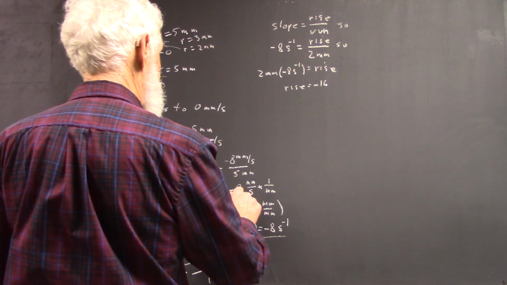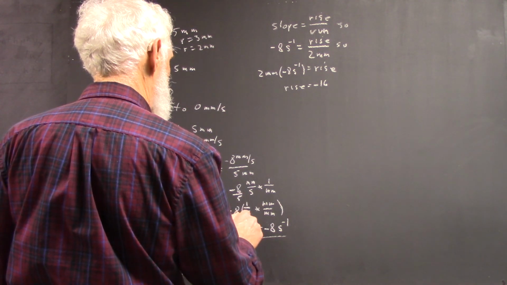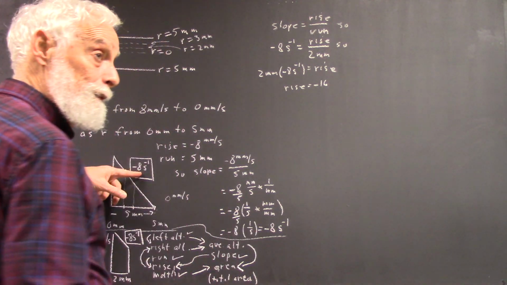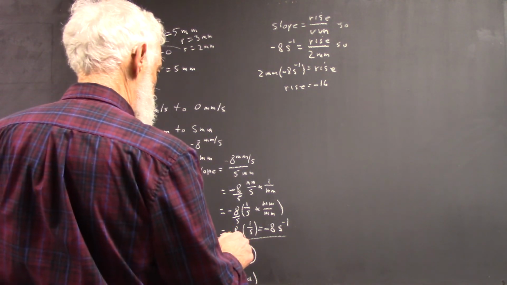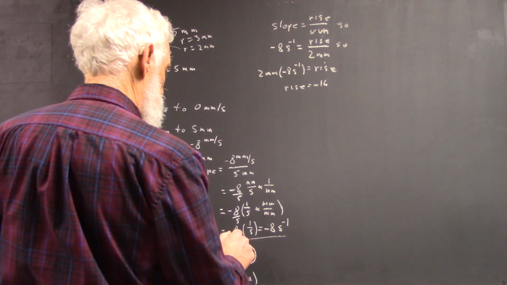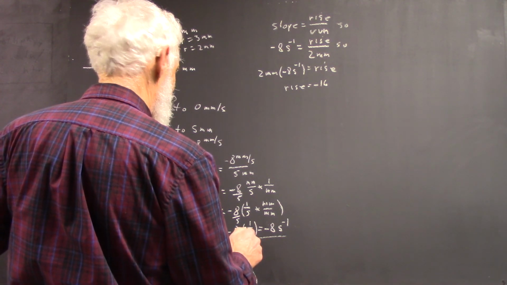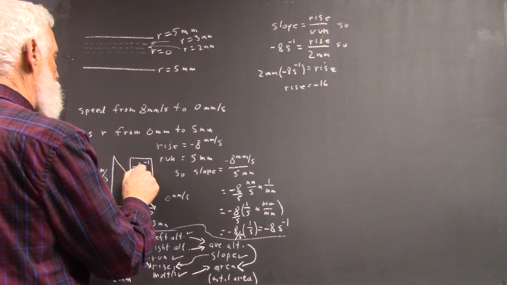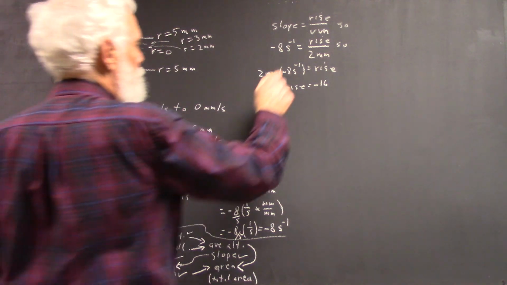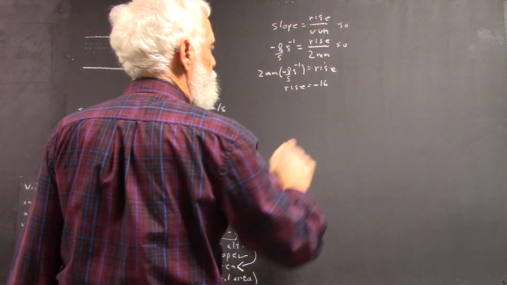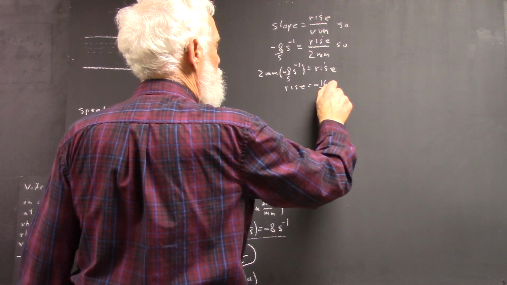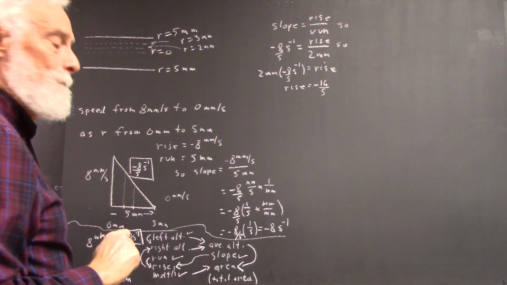Okay? -8/5, and then I didn't use common sense. Now, of course, I knew I'd done that, and I was just trying to illustrate what happens if you're not careful. Right. So it's -8/5 reciprocal seconds. Now we get -16/5, right? Okay?